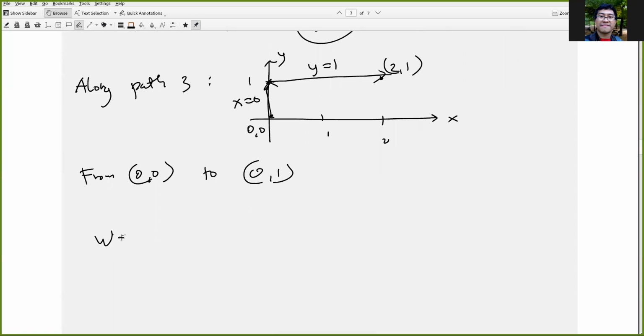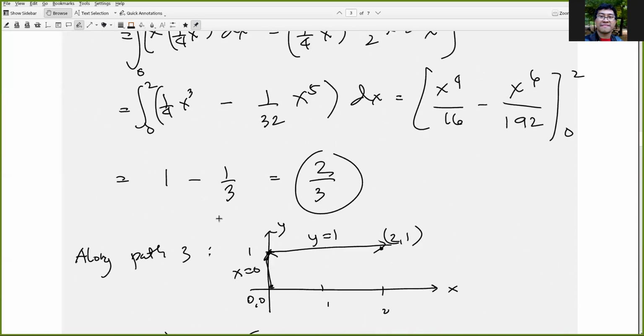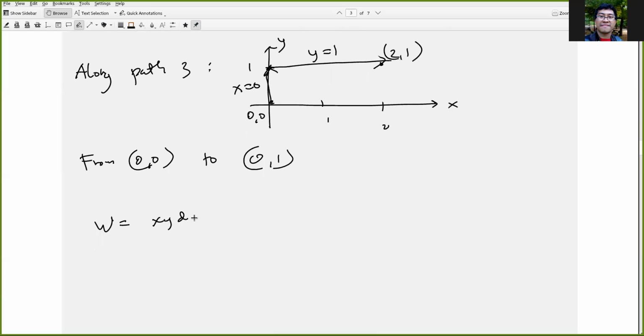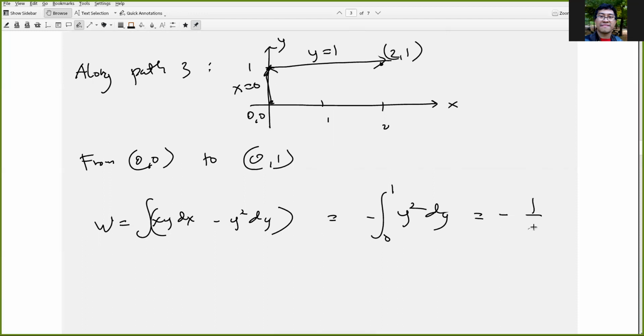So w, which is xy dx minus y squared dy, becomes, since x equals 0, it simplifies to just negative y squared dy integrated from 0 to 1. So y squared dy, that's y cubed divided by 3. So this is negative 1 over 3.